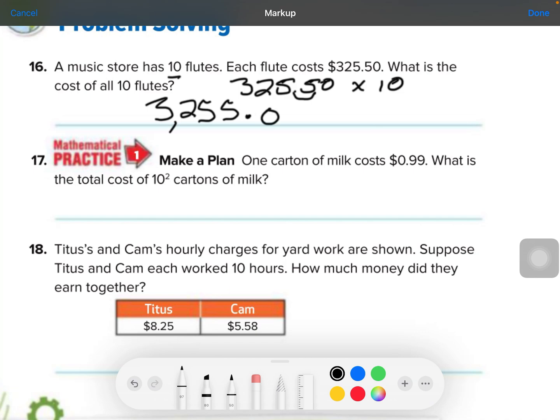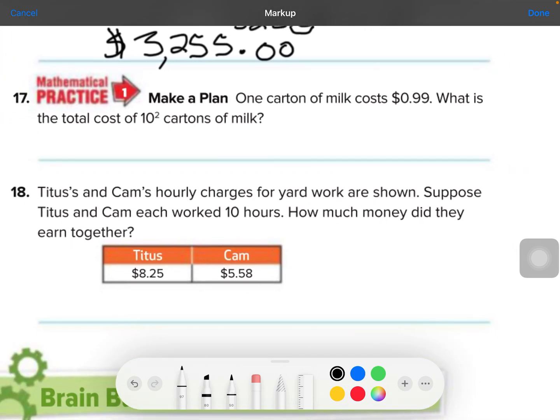And then we have a 0 here. So what we can do is just add another 0 to make it look like a dollar amount. And we need to add a dollar sign right there. So $3,255.00 is going to be our final cost.